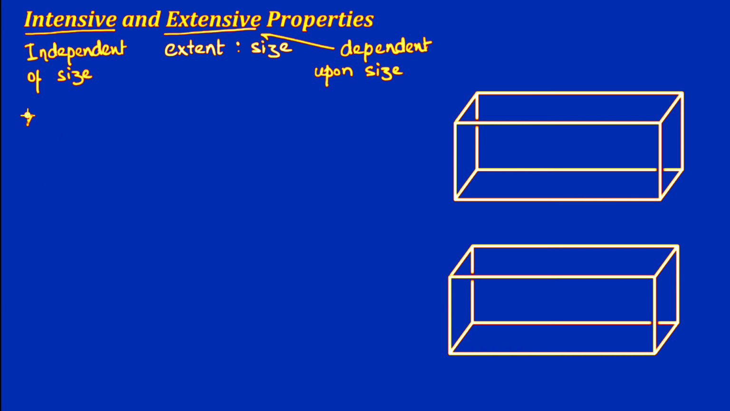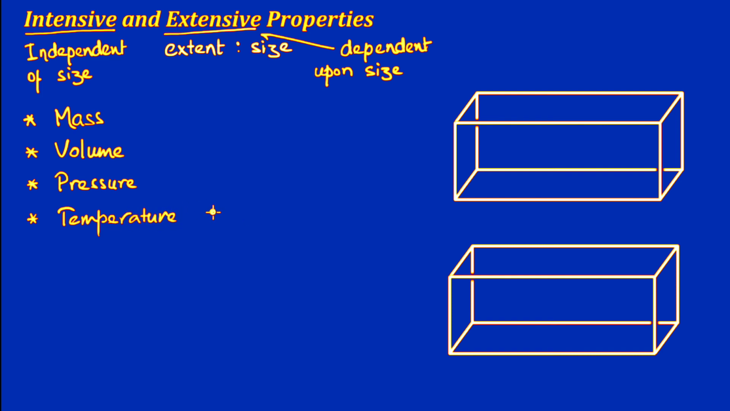We have a basic property, that is mass, and the same for volume. Similarly, we have another property, and that is pressure. And a really great example, temperature as well. So in this video we're going to see whether these properties are intensive or extensive properties, or whether they are size dependent or size independent properties.